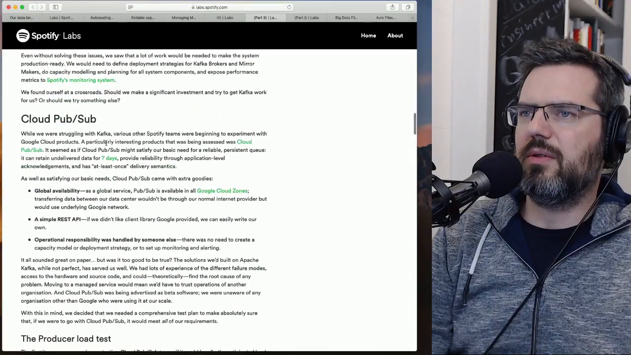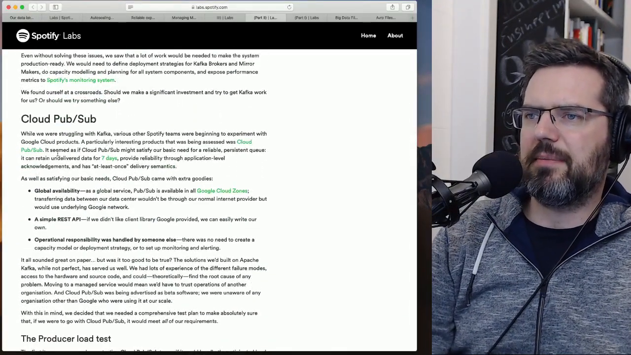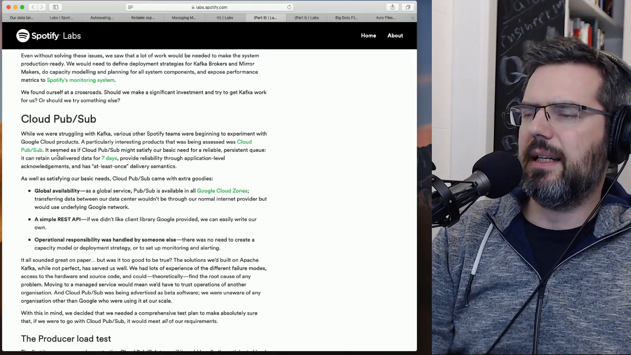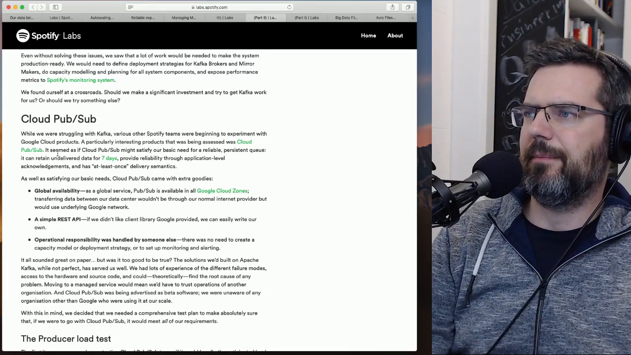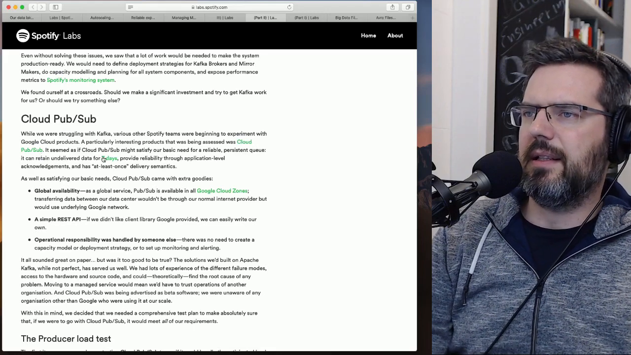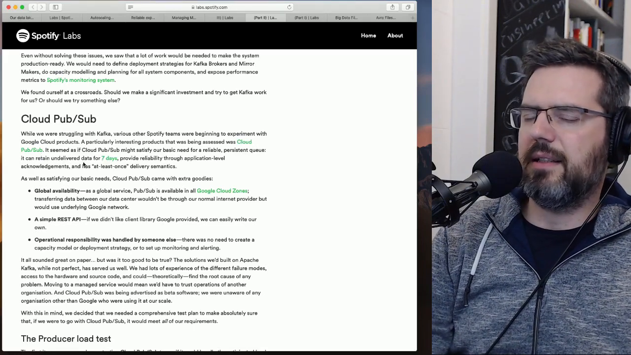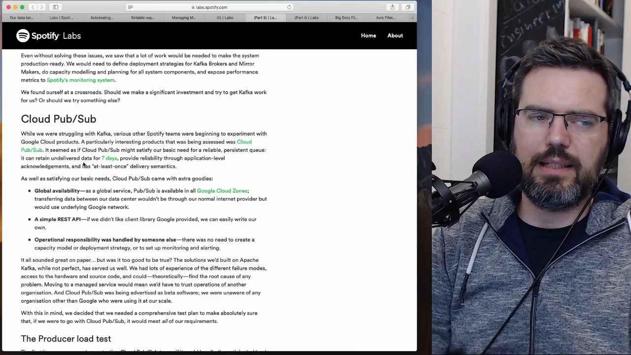is to look into Google Cloud Platform with the PubSub service, and yeah, it can retain data and deliver data for 7 days, which is quite good.